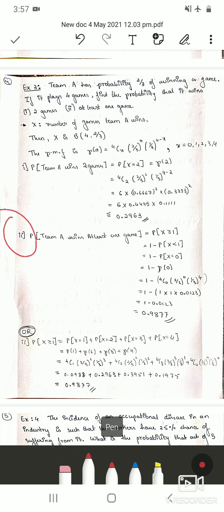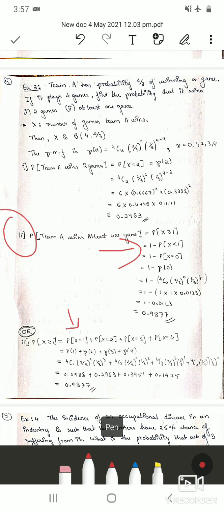So for the same problem, I'll explain how to calculate without using this complementary method. So what we want is probability at least one game is won by team A, which is in terms of notation probability of x greater than or equal to 1. So this means probability of x equal to 1 plus probability of x equal to 2 plus probability of x equal to 3 and probability of x equal to 4. You have to calculate all these probabilities and then add.